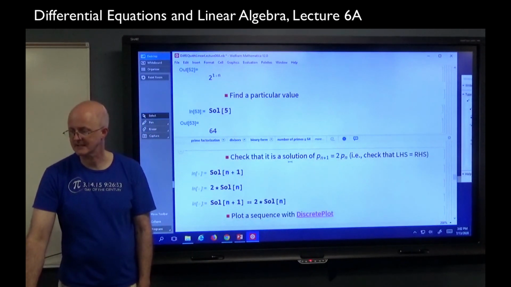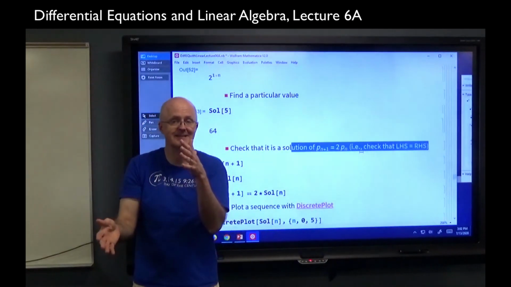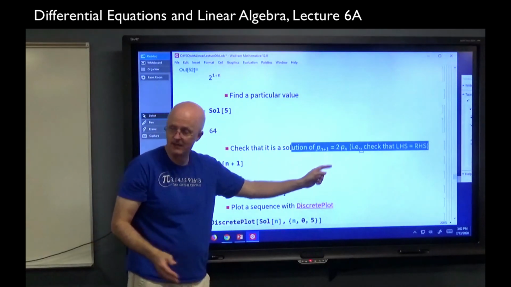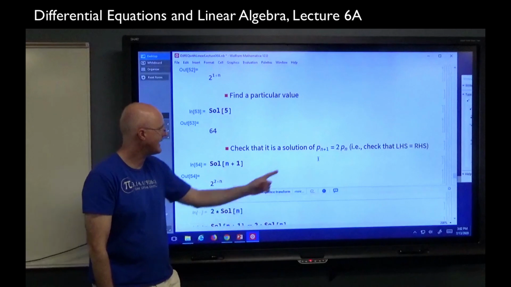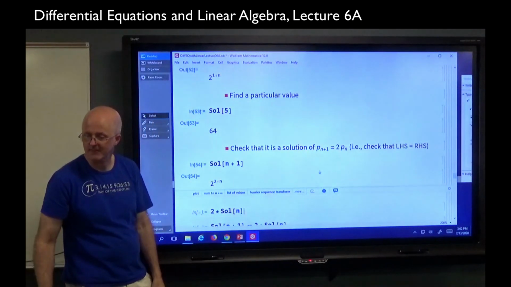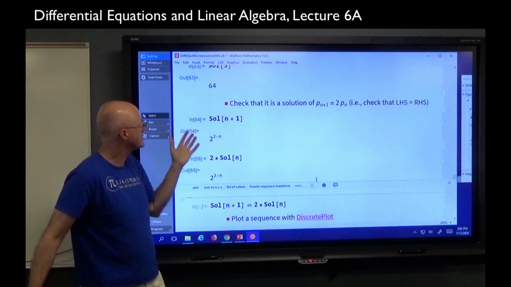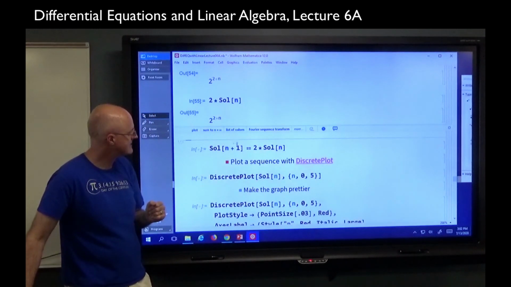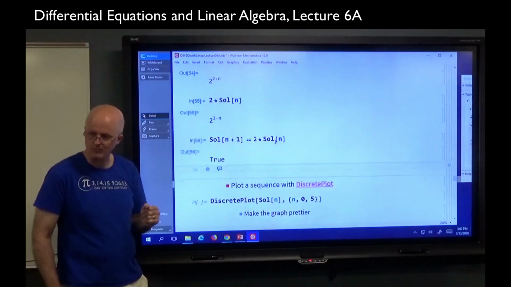And we can check that it's the solution of the difference equation. How? As I've always emphasized, check that the left-hand side and right-hand side simplify to the same thing. So the solution at n plus 1, which is the left-hand side, is this for all n. And the right-hand side is 2 times Pn, 2 times sol of n. That should be the same thing. These are a match. That means this function, sol of n, is a solution of the difference equation. And I can actually test to see that these are equal by putting a double equal sign in there. True. Those are equal.